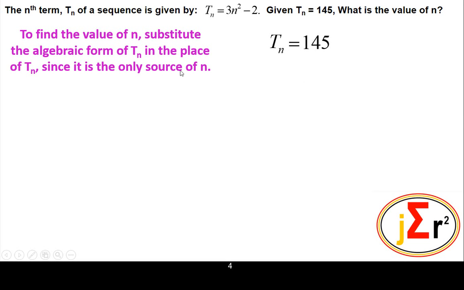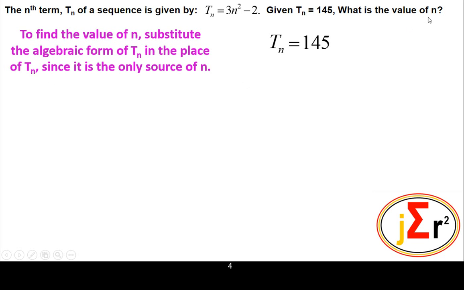So in order for us to do that, we should be able to find n. The most logical interpretation of the problem is that since we have this expression that contains n, if we equate Tn, 3n² − 2, with 145, then that should give us our answer. That makes perfect sense. Also, to find the value of n, substitute the algebraic form of Tn in the place of Tn, since it is the only source of n.